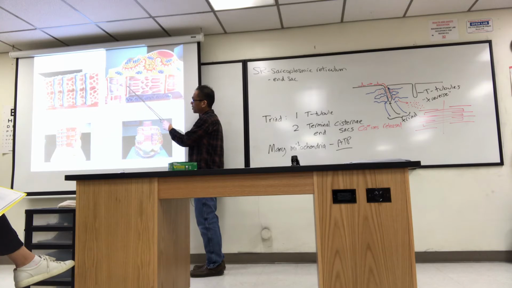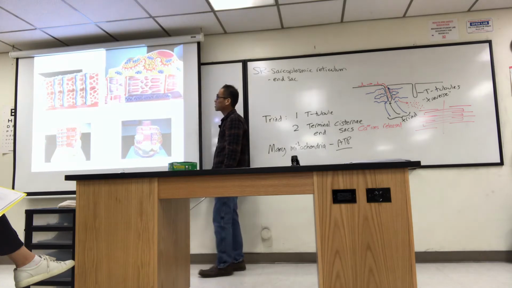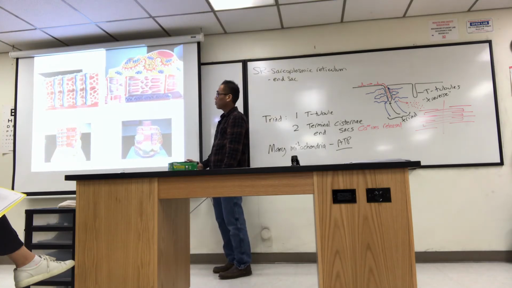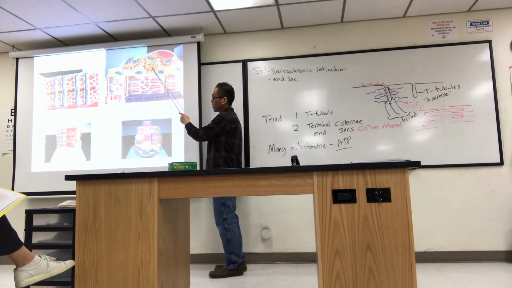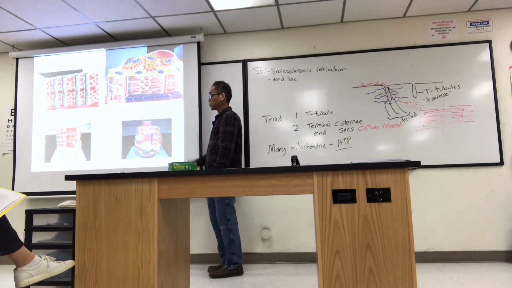But just the orange is the T-tubule, and the white structures that are adjacent to either side are the end sacs, filled with calcium. I like this one because they also show the axon terminal, the nerve ending, which will stimulate the muscle in the first place. Okay. All right, so that's that model.